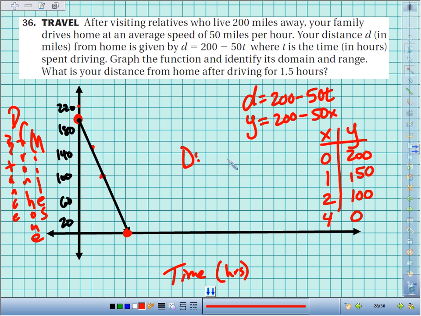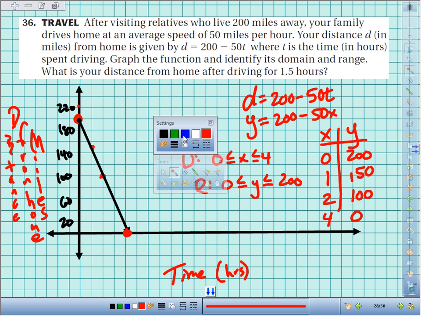We talked about the domain. It could be anything. X's could be anywhere from 0 to 4, so 0 less than or equal to x, less than or equal to 4. The range, your y values, the shortest distance you are from home is 0 miles. The biggest is 200, and really you could be anywhere between them. So we write it with the fancy range.